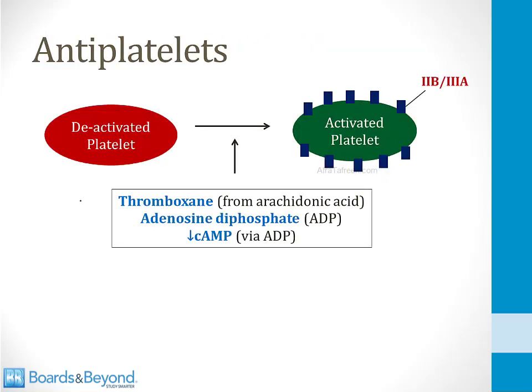Antiplatelet drugs are very easy to understand if you know the substances that can activate platelets. So thromboxane from arachidonic acid is a very powerful platelet activator. So many drugs block formation of thromboxane. ADP is a powerful activator of platelets. So there's a class of drugs that blocks ADP. And then finally, a low cyclic AMP level inside of platelets causes the platelet to become activated. This is the way that ADP works. So drugs which raise the cyclic AMP level will function as antiplatelets. And then finally, activated platelets express an active form of the receptor 2B3A on their surface. So there is one class of drugs that blocks this receptor on the surface of platelets.